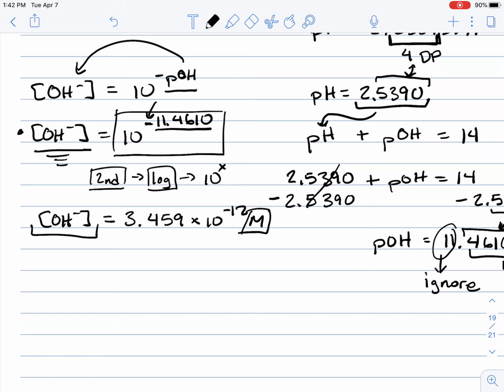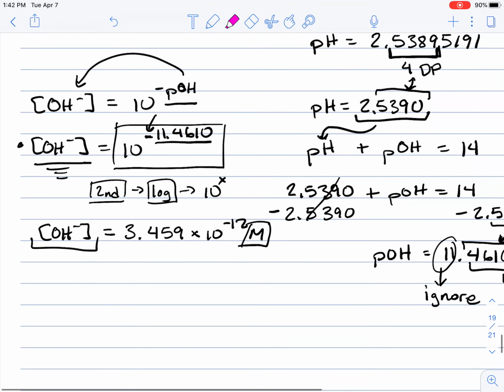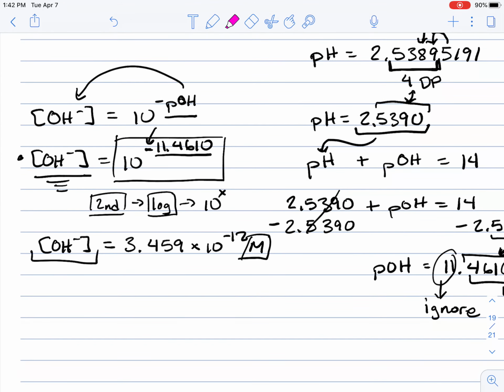And once again, let's talk about significant figures. Did I report the correct number of sig figs for my concentration of hydroxide? Since this value is negative 11.4610, we have 4 decimal places. And so our final answer must represent 4 sig figs.